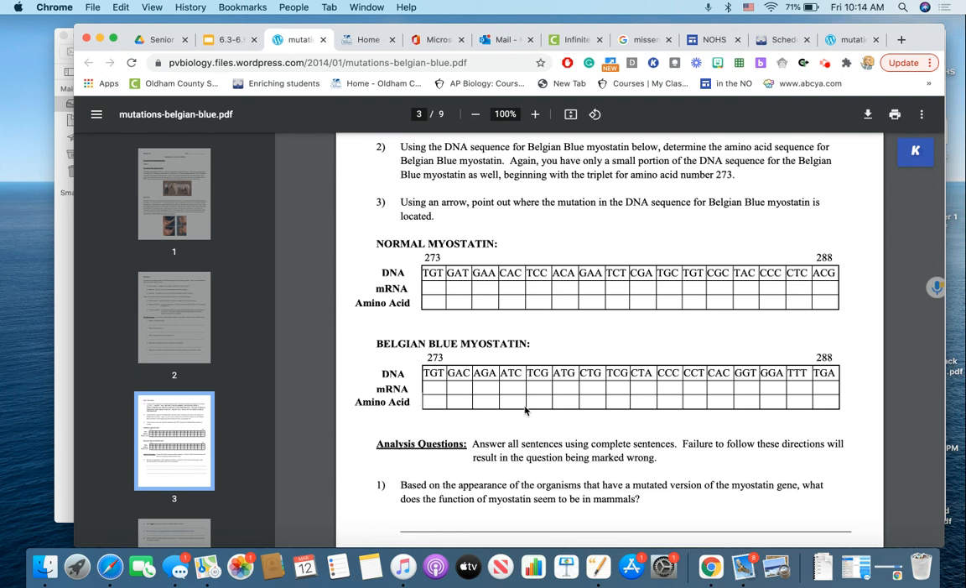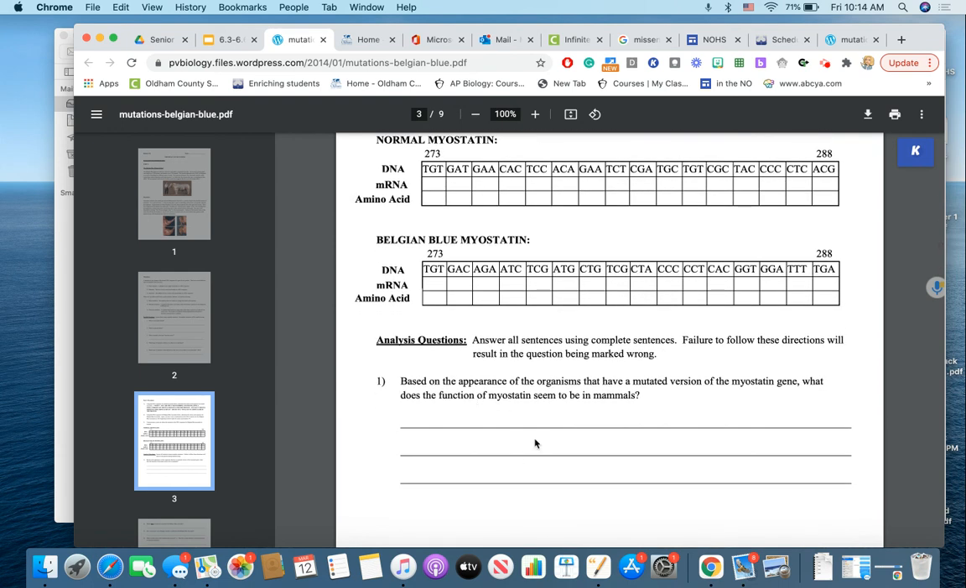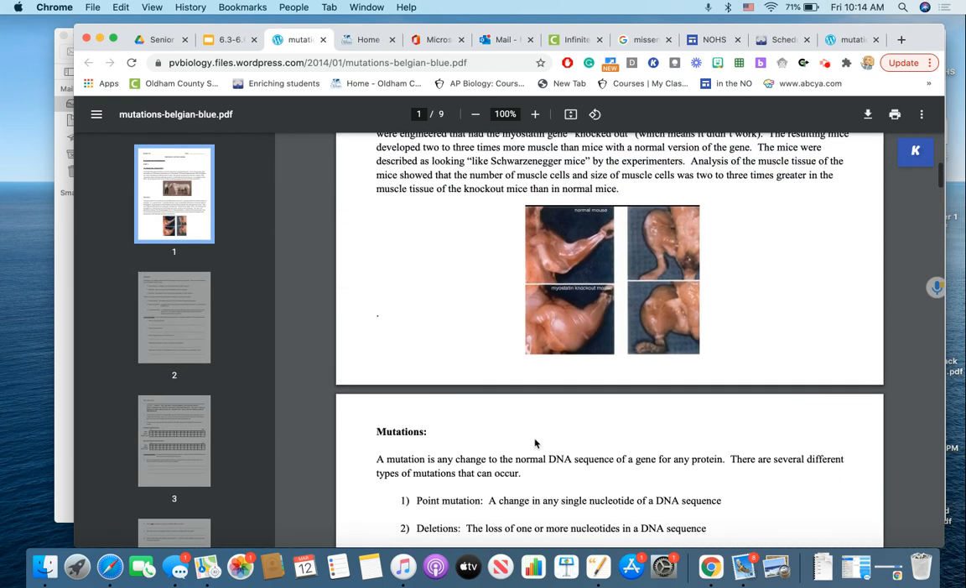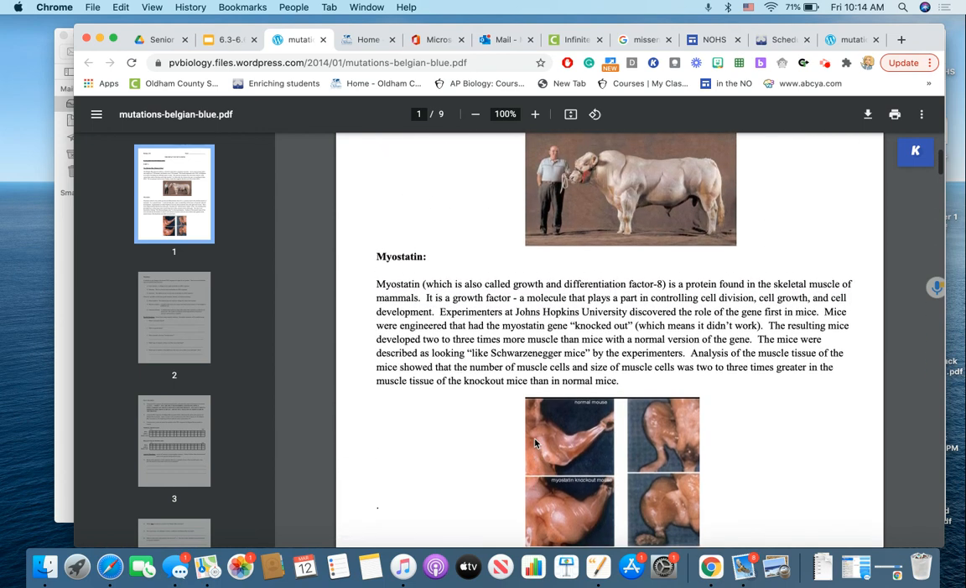There's a mutation. So you're going to do the same thing for these guys. You're going to transcribe and translate, and you'll see what the mutation causes and connect that back to, was it a point mutation or was it a frame shift mutation? Did it cause a significant effect or not on the overall protein that was being created? So you have a couple of questions to answer as a result of that. So take your mutation notes, and then do this worksheet. Bring these back your first day of school that you're back next week, and we'll be ready to roll.